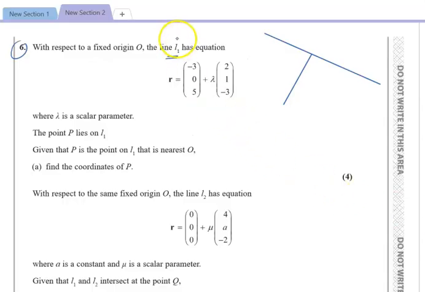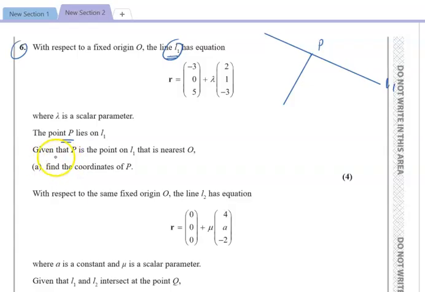Question 6, we have line L1. I've tried to draw the line L1 so that I can visualize it. Line L1 is this line over here. Now, this line L1 has a point P. The point P lies on L1. Point P, I'll say maybe my point P is here. I'll put point P to be there.